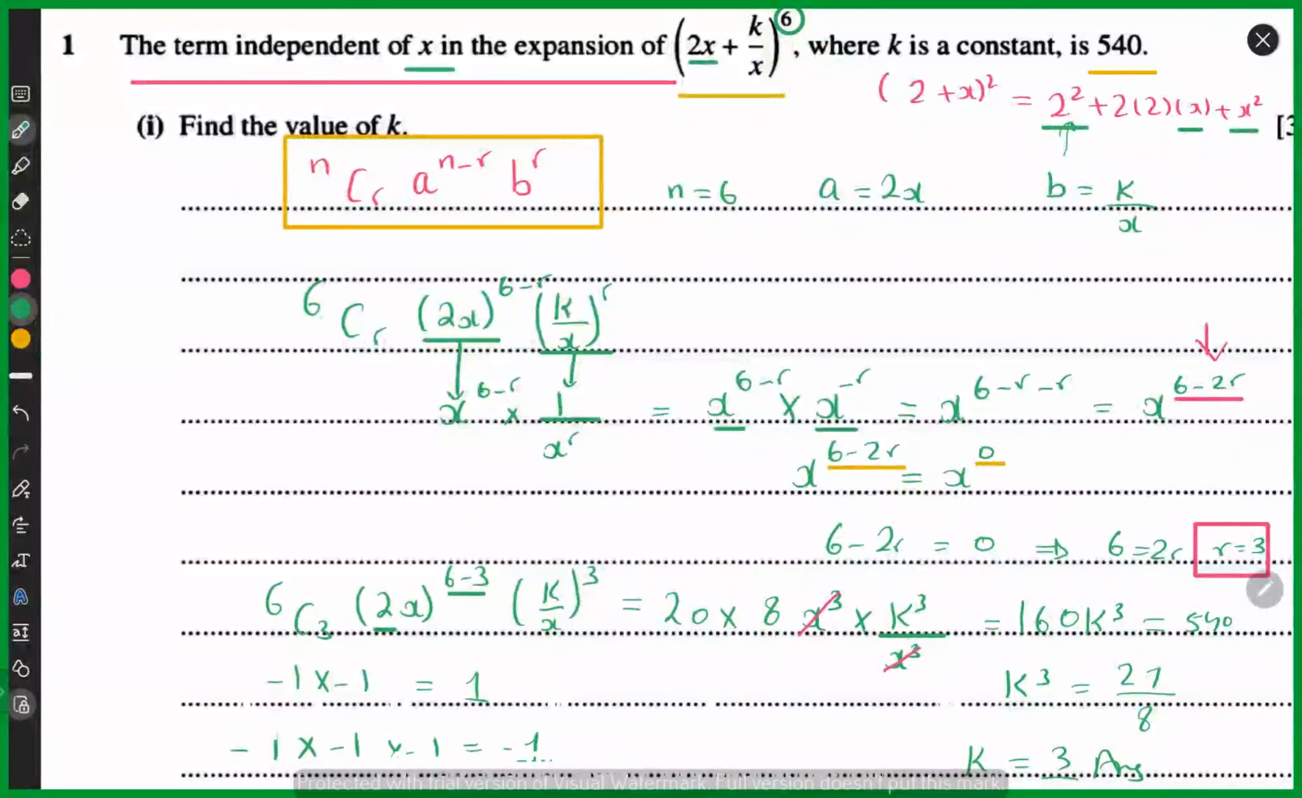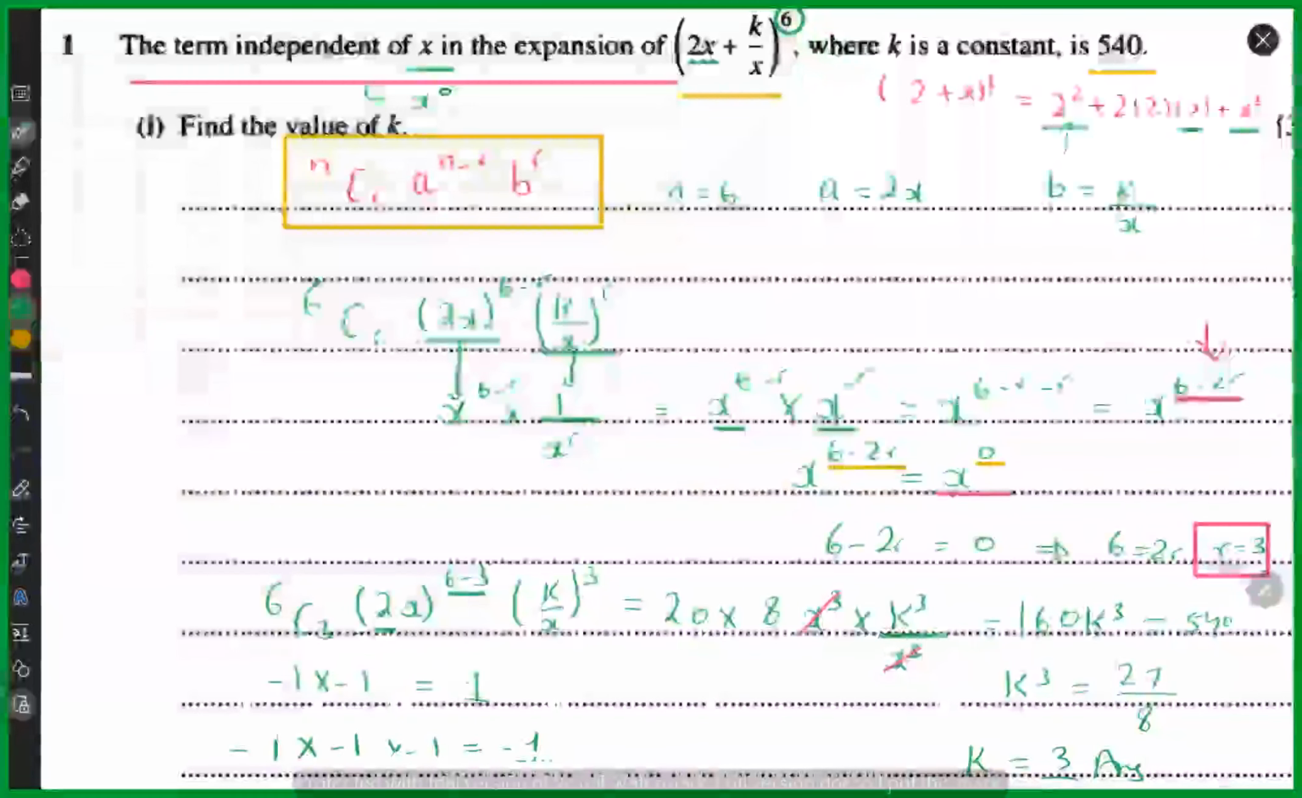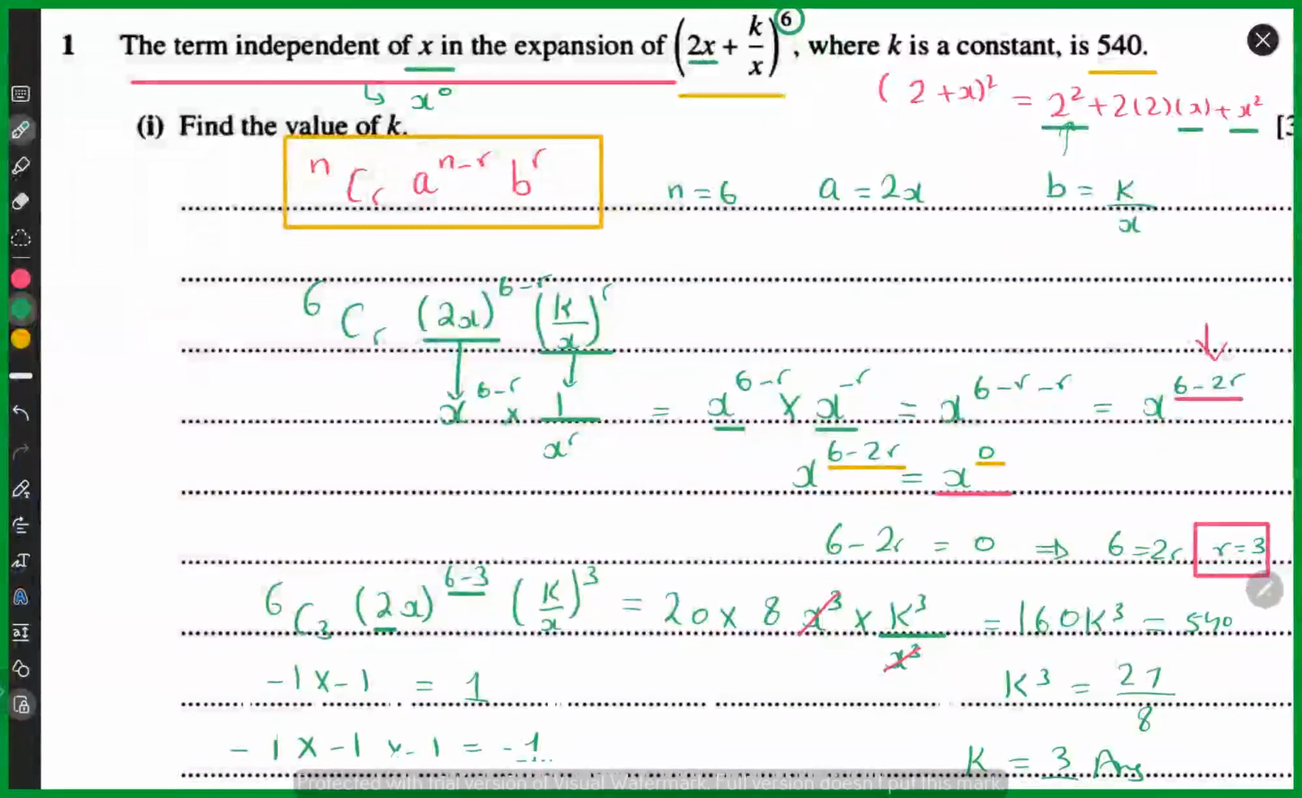Now the term has to be constant. This means I do not want x in the term. So I cannot write x power 1 or x power 2 or x power 3, because I do not need x. I just want a constant term. That is why for such cases, we need to equate it to x power 0. So whenever we are talking about the independent term, we would be equating it to x power 0, because x power 0 would basically mean 1. Yes, any number to the power 0 is 1. So this would give you the constant term.